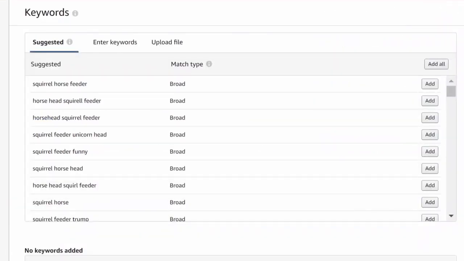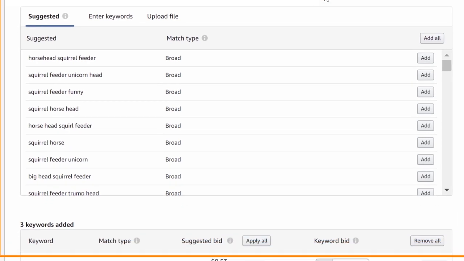So what we're going to do is choose squirrel horse feeder, maybe squirrely horse head feeder. Is that in there? Nope. Horse head. Yeah, just use some random ones. This is not that important. Well, it would be if you were doing this, because you'd want to choose squirrel feeder Trump. Really? I did not know that that's a term. Apparently Amazon thinks that's relevant. All right, so we chose those keywords, and then we go down here.